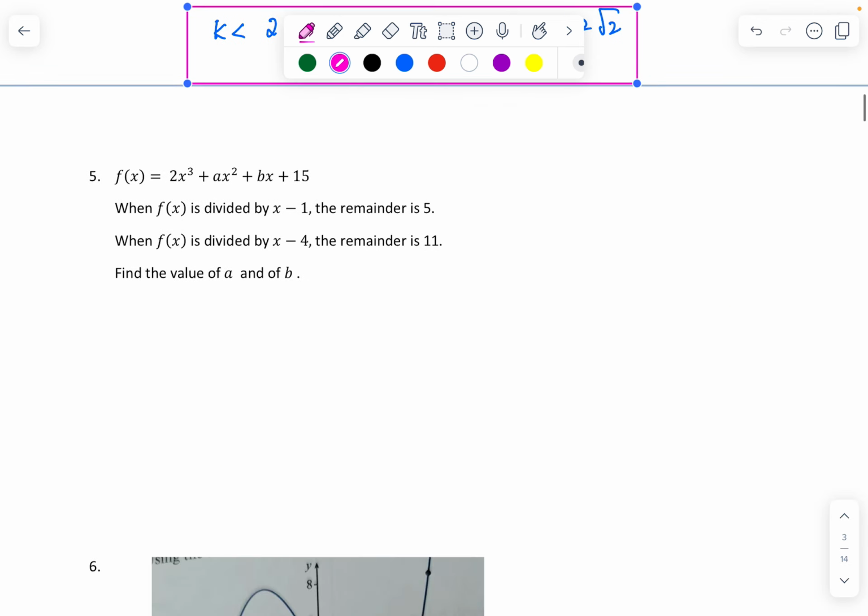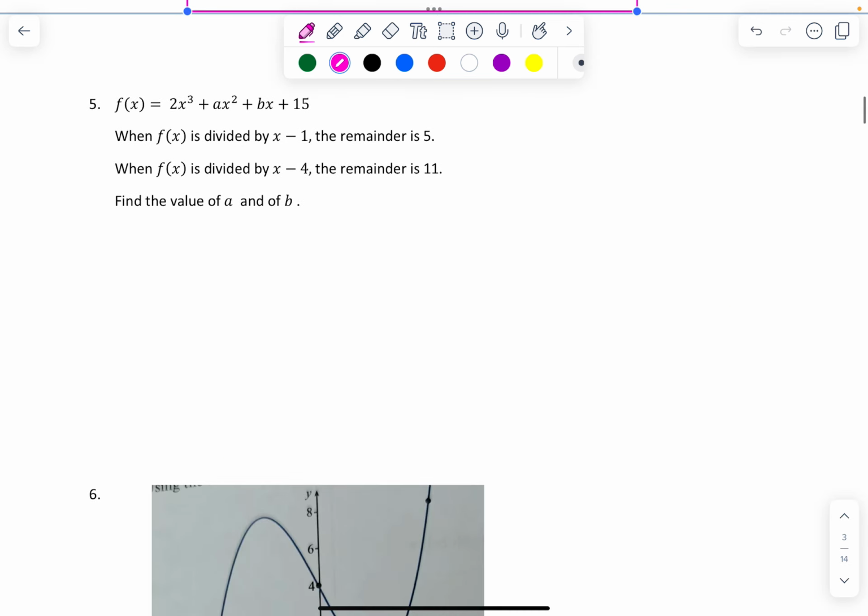All right. Then question number 5. f of x equal to 2x cubed plus ax squared plus bx plus 15. When f of x is divided by x minus 1, the remainder is 5. So which means f of 1, the remainder is 5. And when f of x is divided by x minus 4, which means f of 4, the remainder is 11. So find the value of a and b.